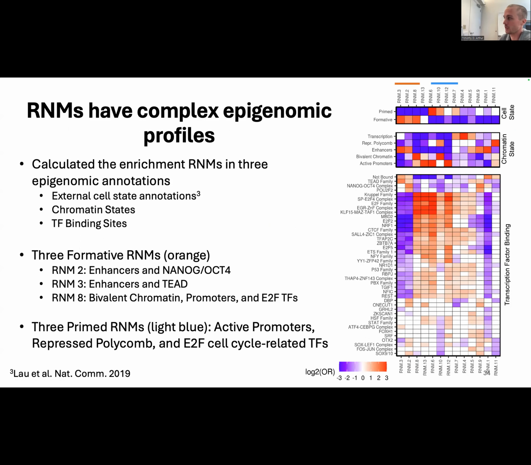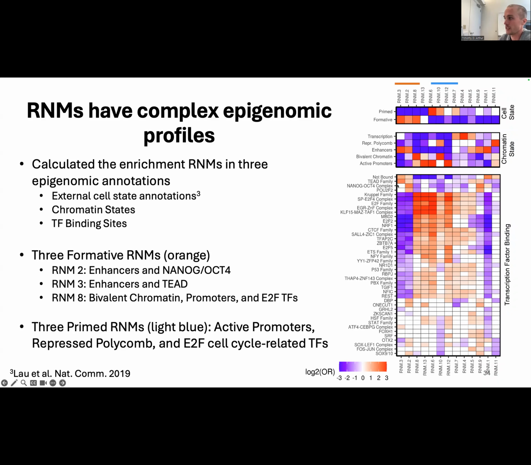This is a very complex figure, but I'm going to focus on the 3 RNMs here and here. We characterized the epigenomic profiles of the ATAC-seq peaks in these RNMs using external cell state annotations, chromatin states, and transcription factor binding sites. The 3 RNMs associated with the formative state tended to be enriched in promoters. 2 of them were enriched in enhancers, and 1 of them was enriched in bivalent chromatin and active promoters.